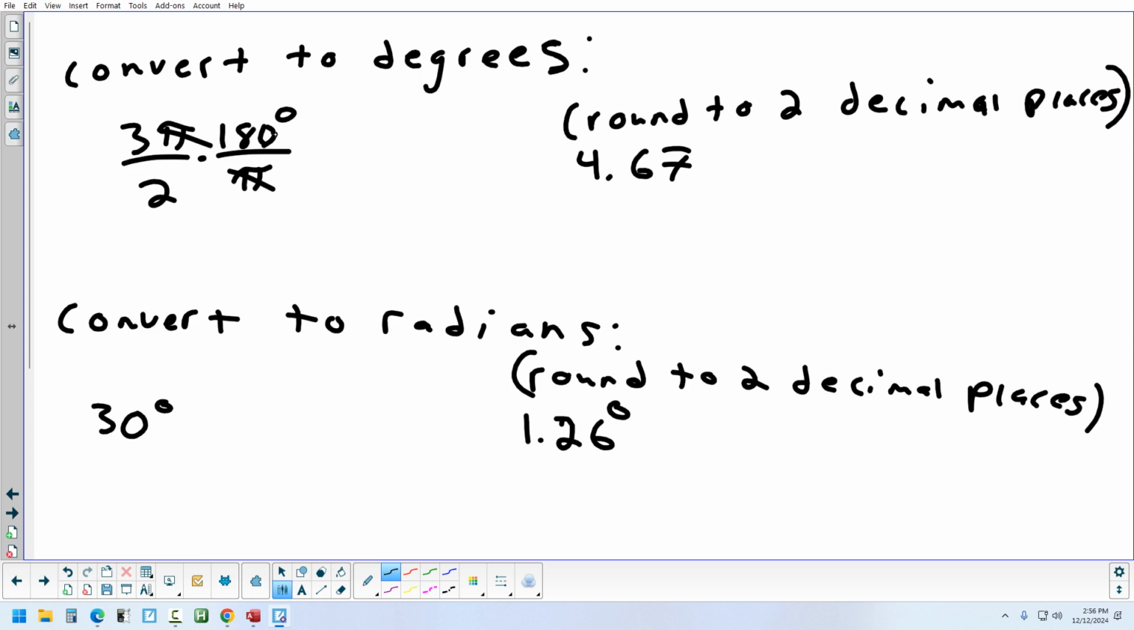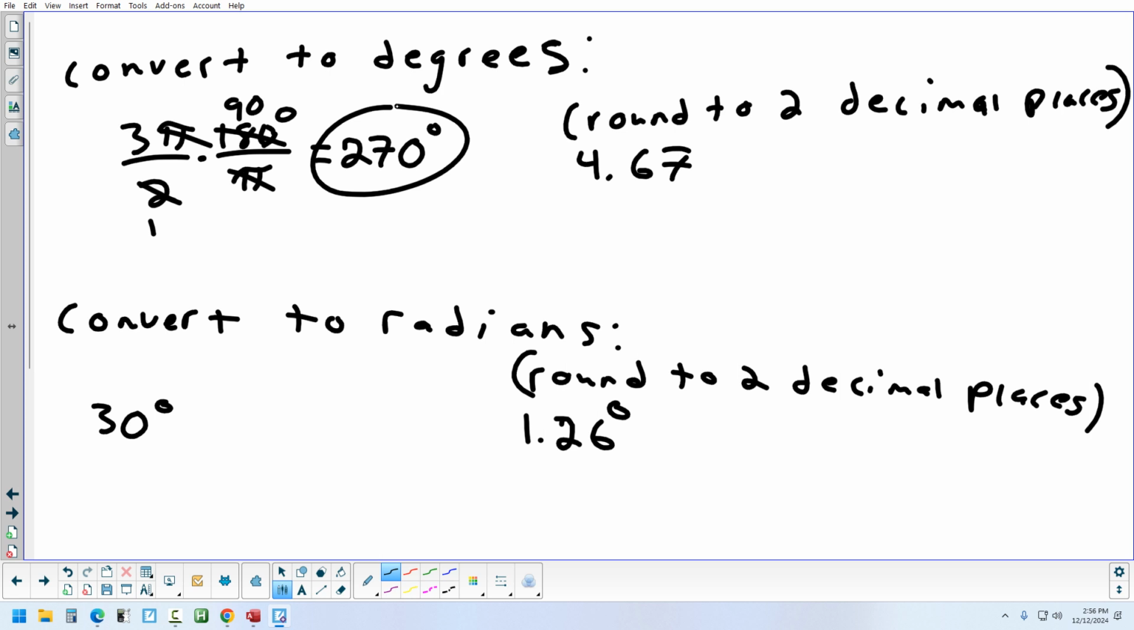How many times does 2 go into 180? 90. Yep, 90. So when I do out what's left in the top, what do I get when I multiply? 270. Yep, 270 degrees. Okay, so that's that one. And now the next one is the same. We're just going to use the calculator and get a decimal.